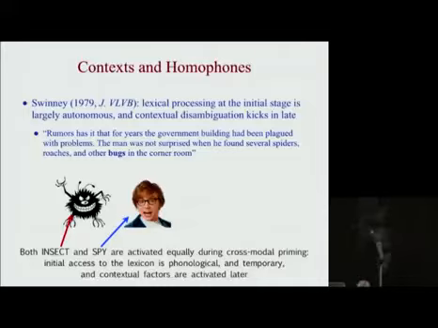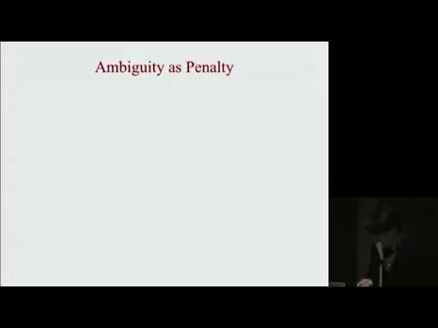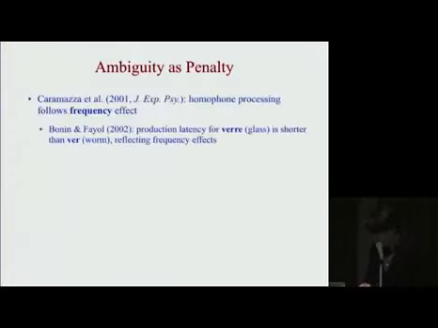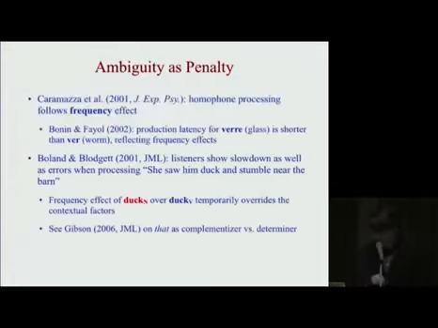And some of the more direct evidence comes from more recent work. I won't go through all the details there, but here's a particularly important one. Listeners show slowdown as well as errors when they process sentences like, "She saw him duck and stumble near the barn." Well, this is very interesting because duck is two ducks, right? One is the noun form of duck, the other is the verb form of duck. Duck being a noun is much more frequent than duck being a verb.